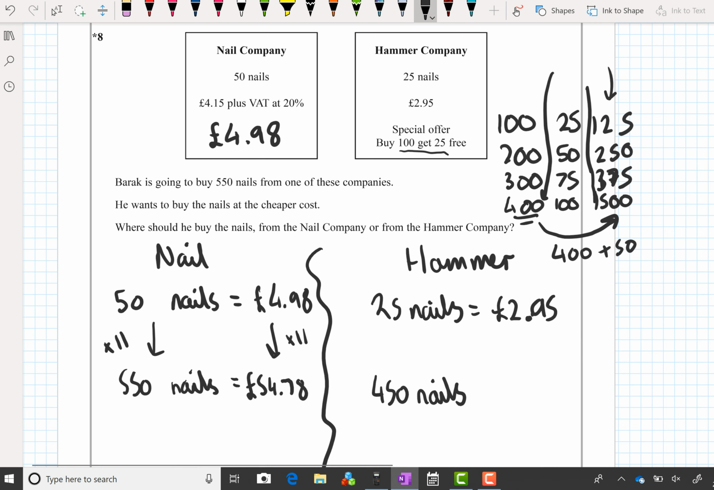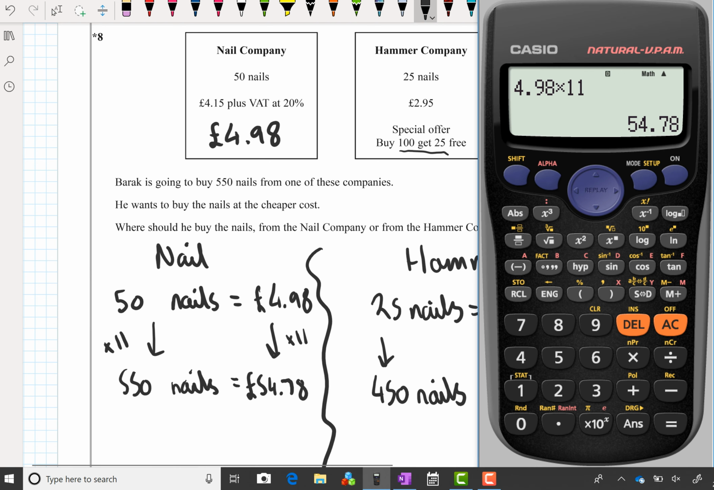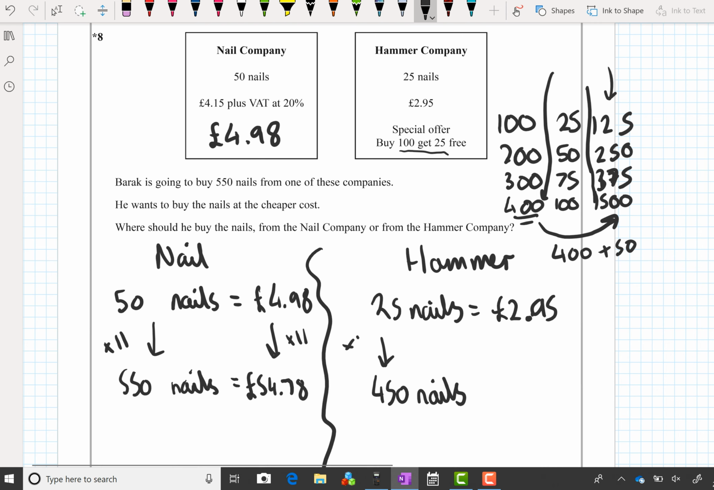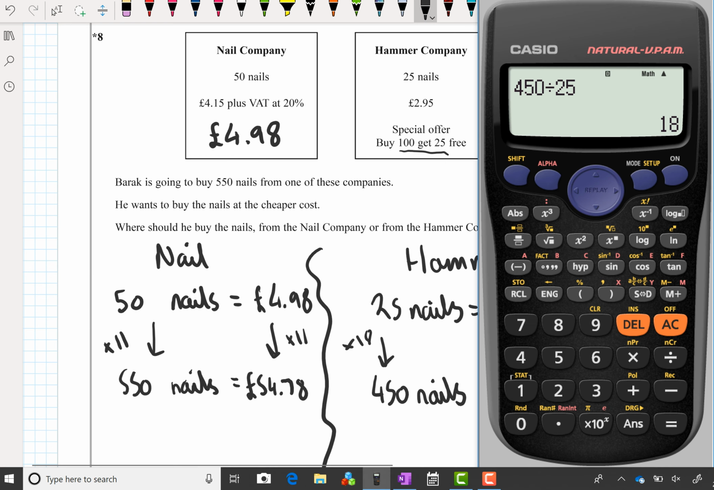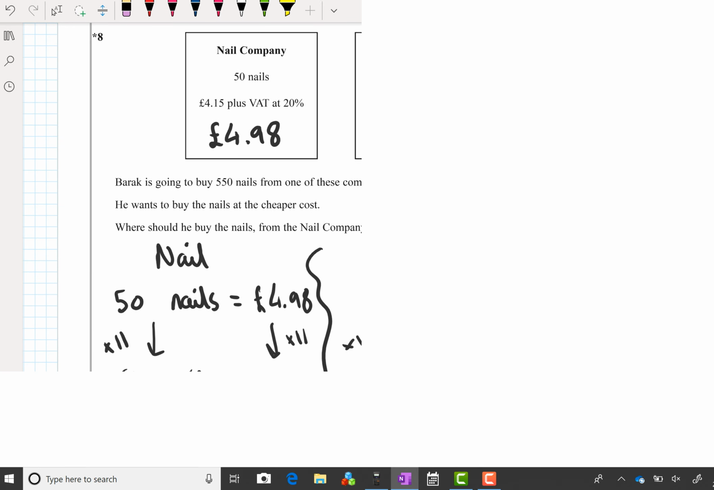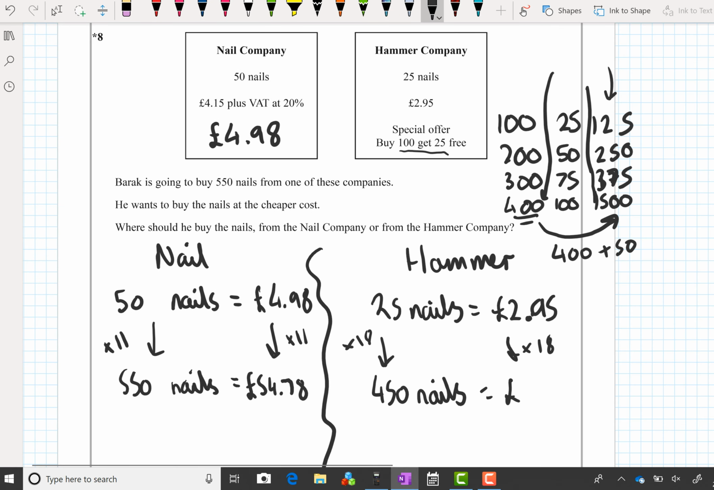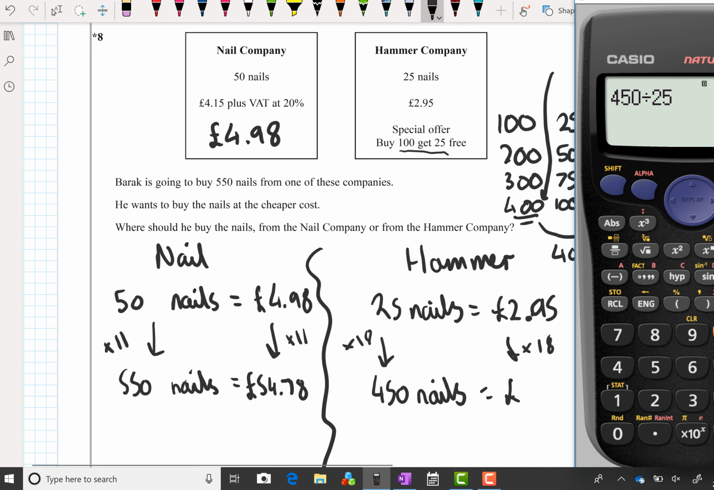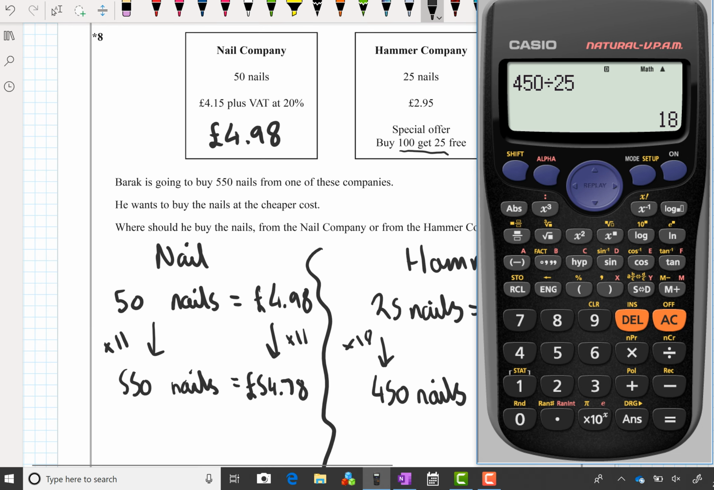And what we've got to see is how many 25s go into that. 18. So times this by 18. £2.95 times 18 is £53.10.